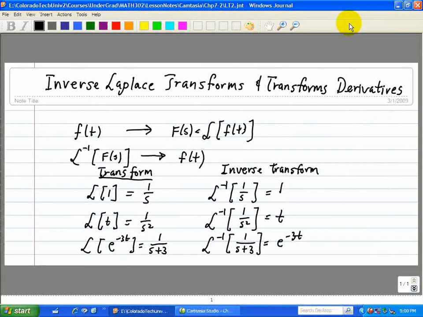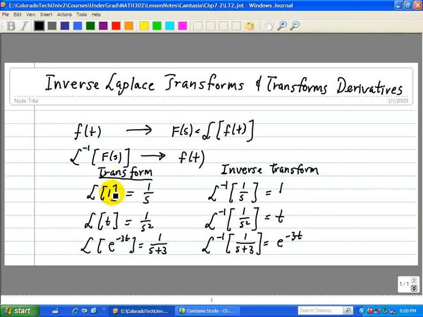So let us see what we mean by an inverse Laplace transform. First of all, when we take the Laplace transform, we're transforming this function f of t into the Laplace domain, which we call F of s. Now the inverse Laplace transform is denoted as follows, where we want to go from the Laplace domain into the time domain. So here we're taking the inverse Laplace transform of F of s, and now we get f of t.